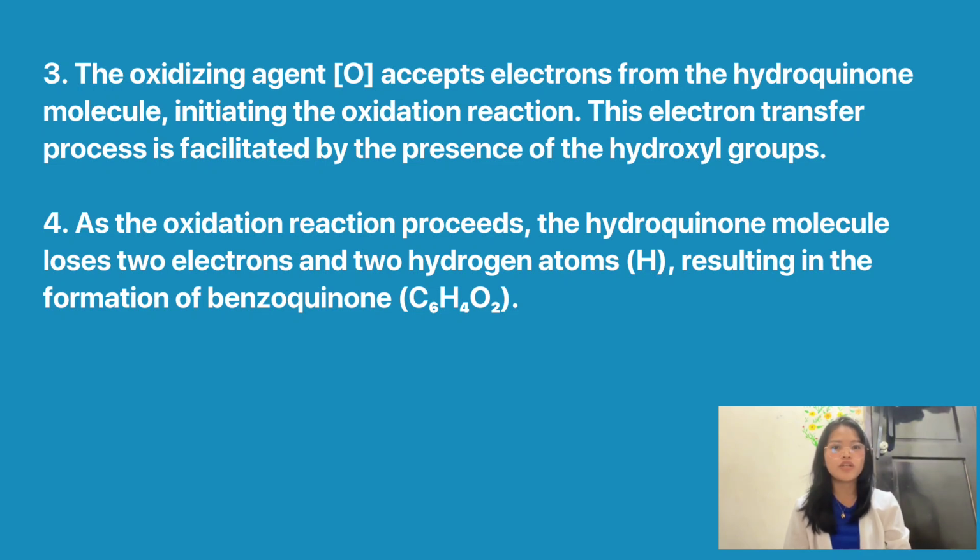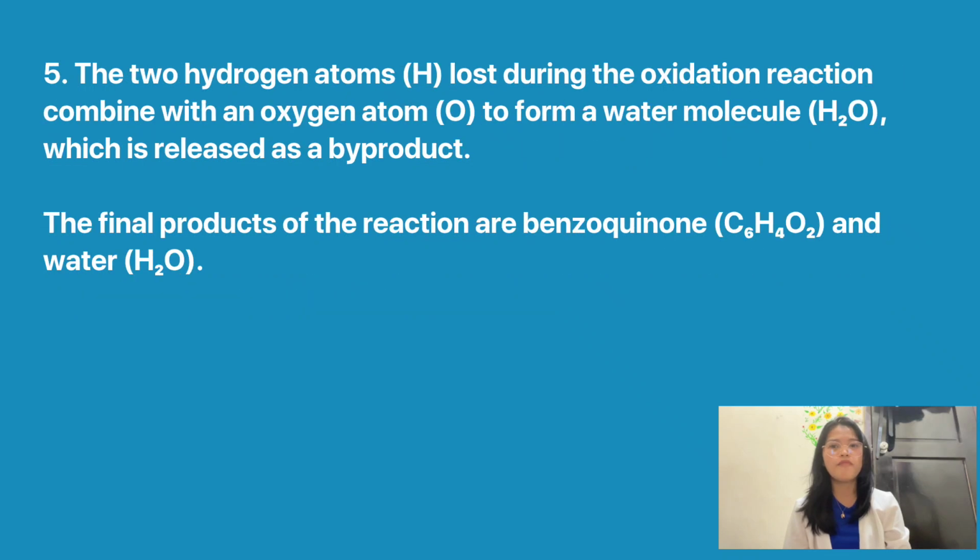Step 4, formation of benzoquinone. As the oxidation reaction proceeds, the hydroquinone molecule loses 2 electrons and 2 hydrogen atoms, resulting in the formation of benzoquinone. Step 5, water formation. The two hydrogen atoms lost during the oxidation reaction combine with an oxygen atom to form a water molecule, which is released as a byproduct. Step 6, final products. The final products of the reaction are benzoquinone and water.